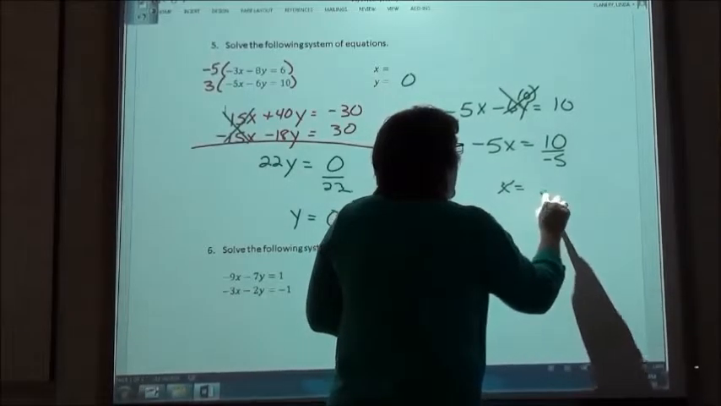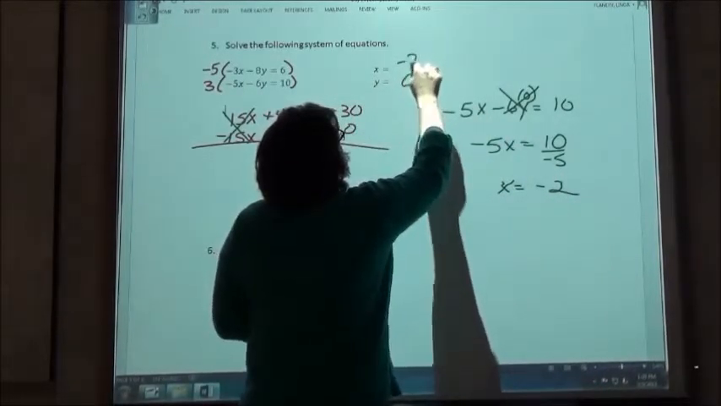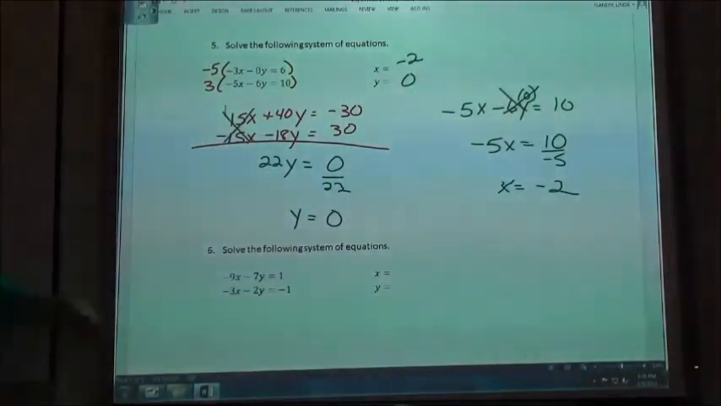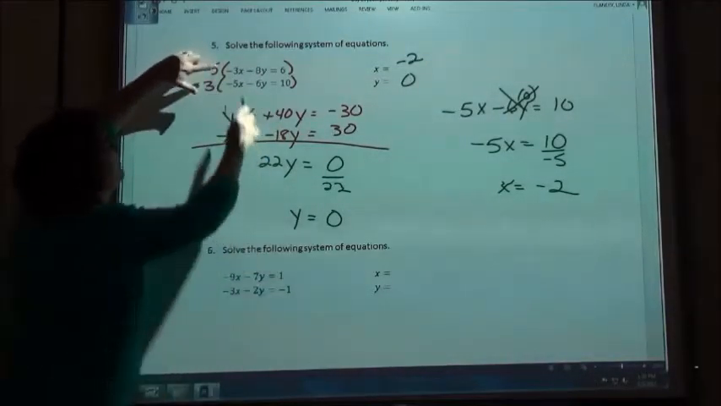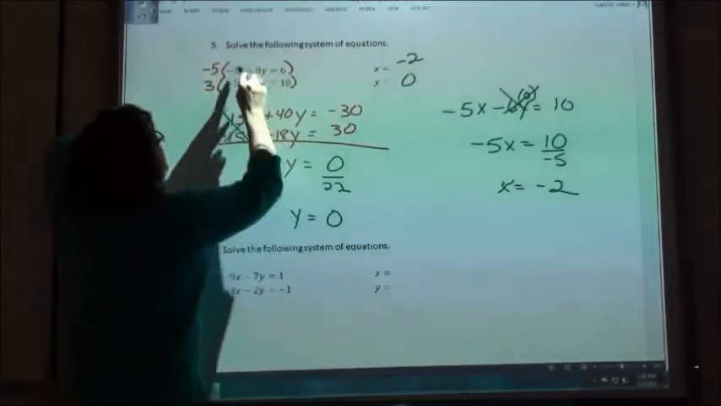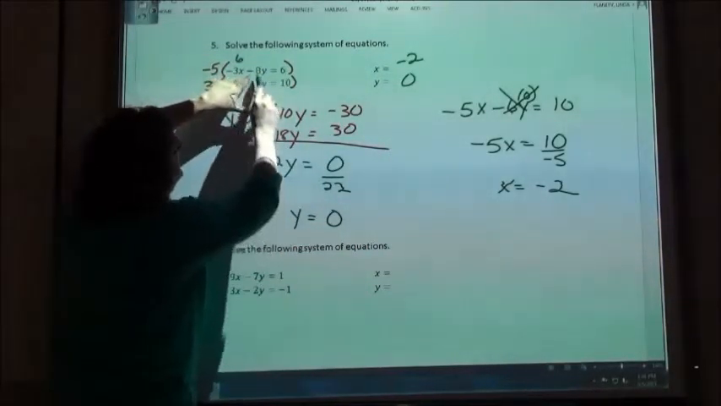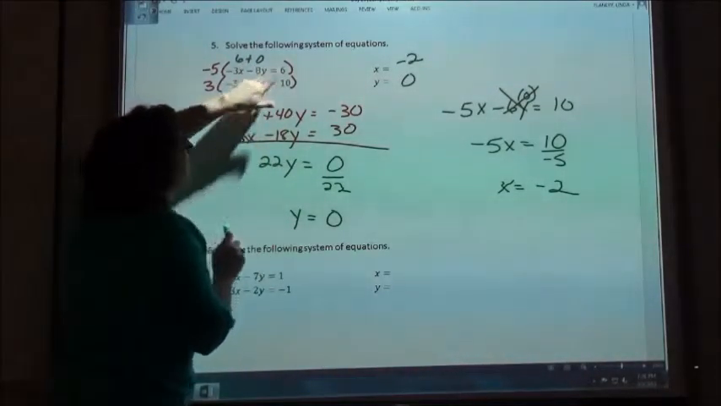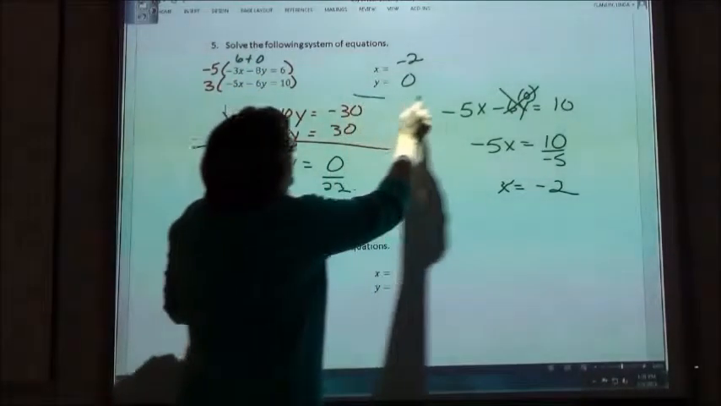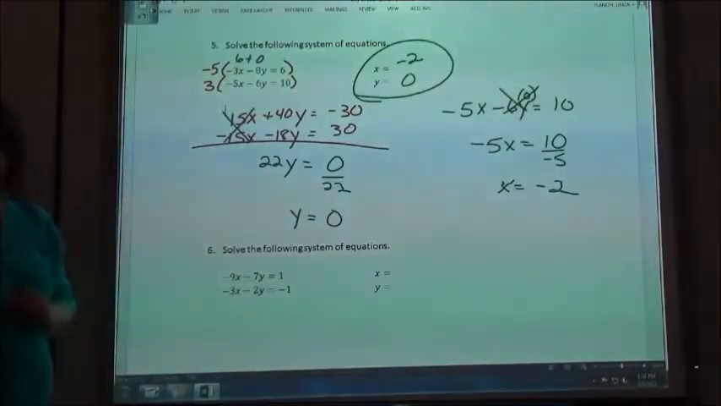So x is going to equal negative 2. If I want to check that, since I used the bottom one over there, I need to use my top one. Negative 3 times negative 2 is a positive 6. Negative 8 times 0 is 0. 6 plus 0 is still 6. So those should be my answers.